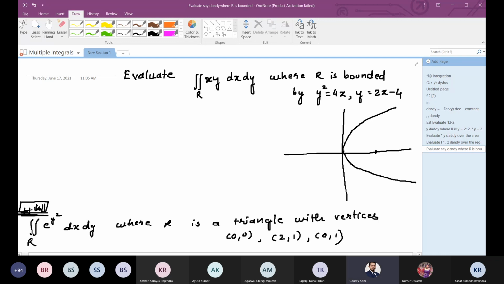So the line is going to be like this. If x is equal to 0, then y is equal to minus 4. If y equal to 0, then x equal to 2. So here you will get the point, and the line will be like this.